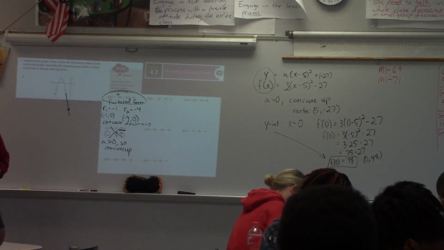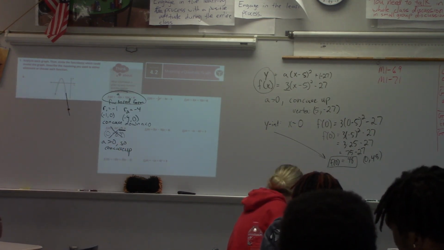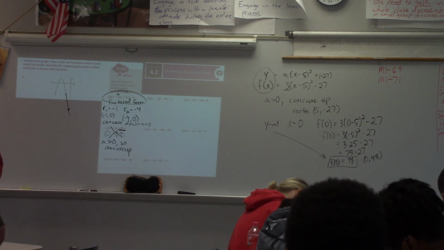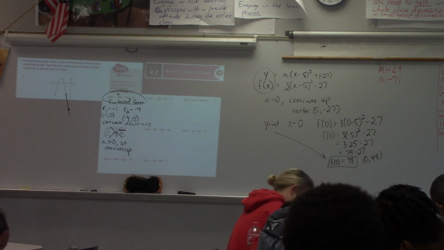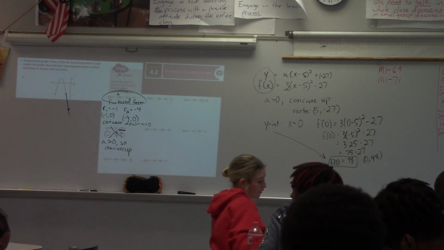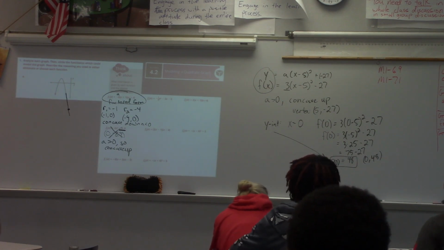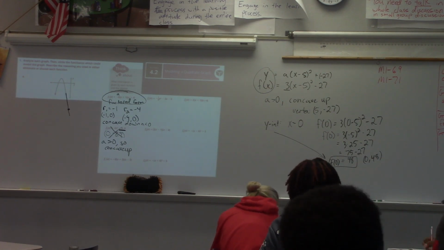So that's what you're doing. I'm just asking you to look at the features that are clearly visible in the equation and identify which of those equations can go with that graph based on those features. What are your questions about those directions? Anybody?